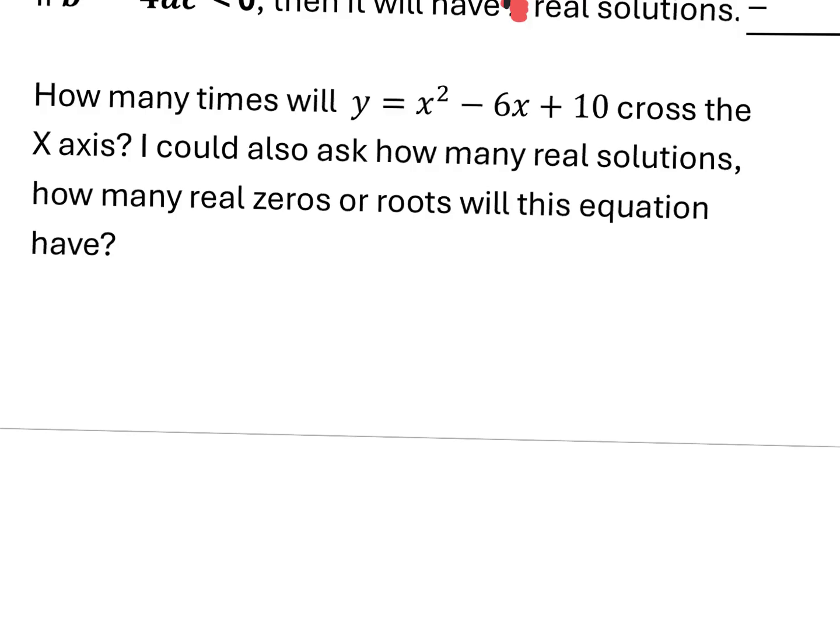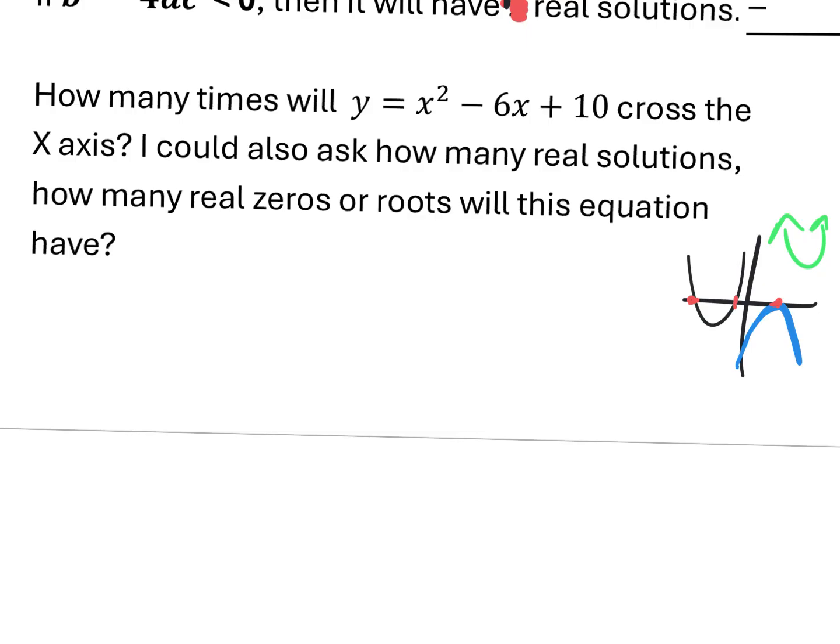So keep in mind, you don't have to find the answers here. It doesn't say solve. It doesn't say find the x-intercepts. It is simply asking how many times will it cross the x-axis? That means it might cross once, might just touch at one spot, might not cross at all, or it might cross at two spots. Those are the only options, right? A parabola can only cross at two spots, or maybe just touch at one spot, or maybe the parabola doesn't cross the x-axis at all, right?